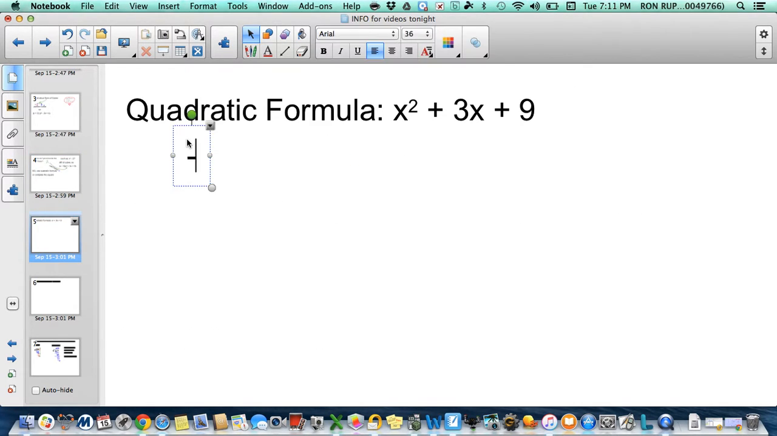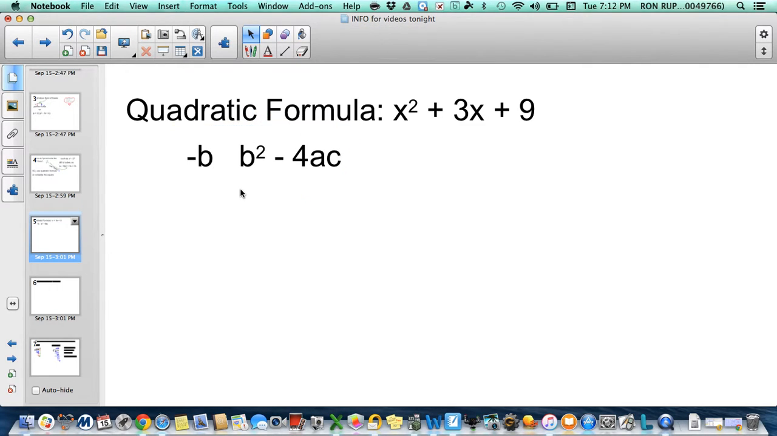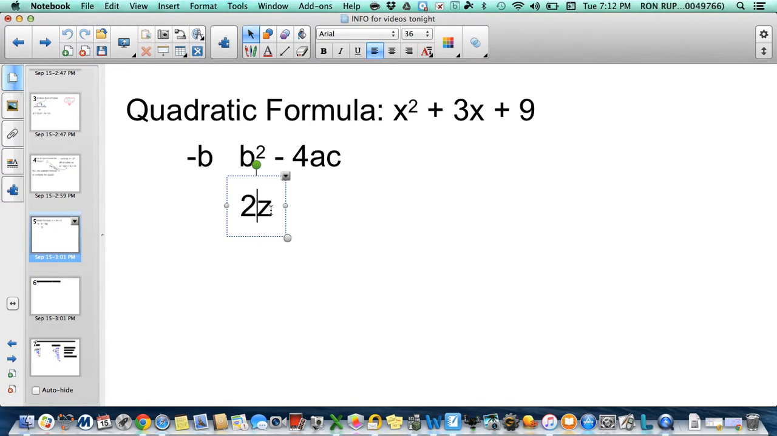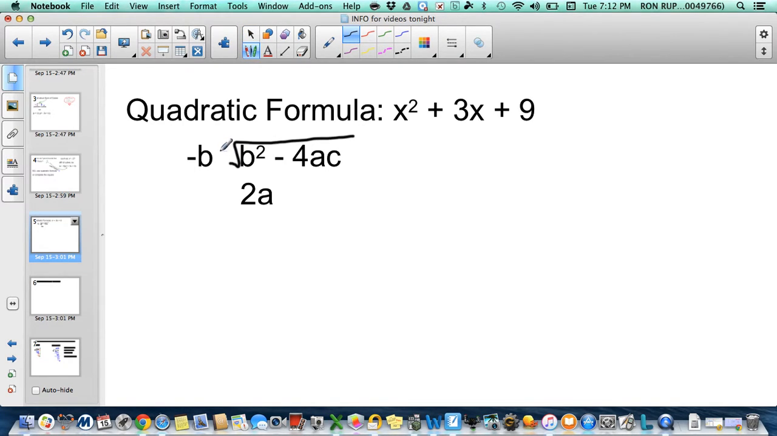Recall that it's opposite b plus or minus the square root of b squared minus 4ac, and all of that under 2a. And let me put my symbols in here. So we've got the square root of all this, and this is plus or minus, and that's a fraction bar. So that's the quadratic formula.